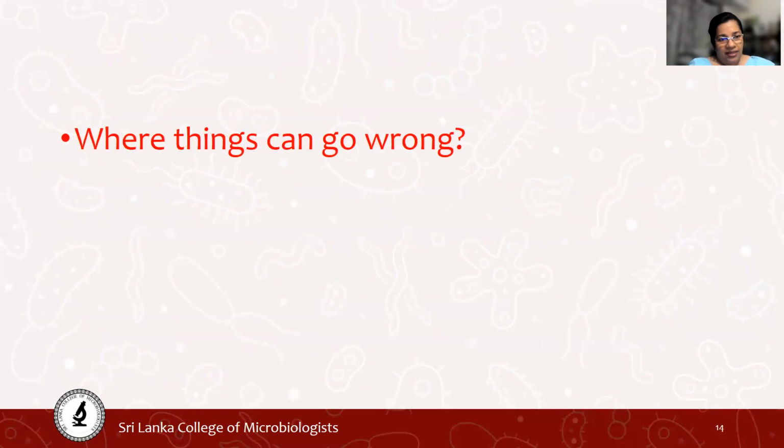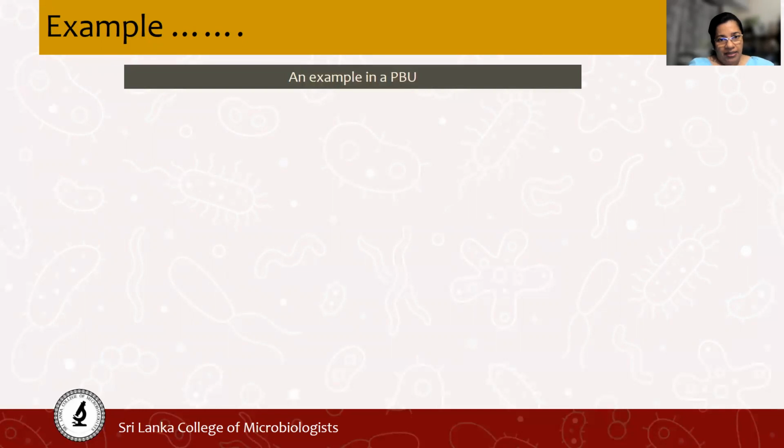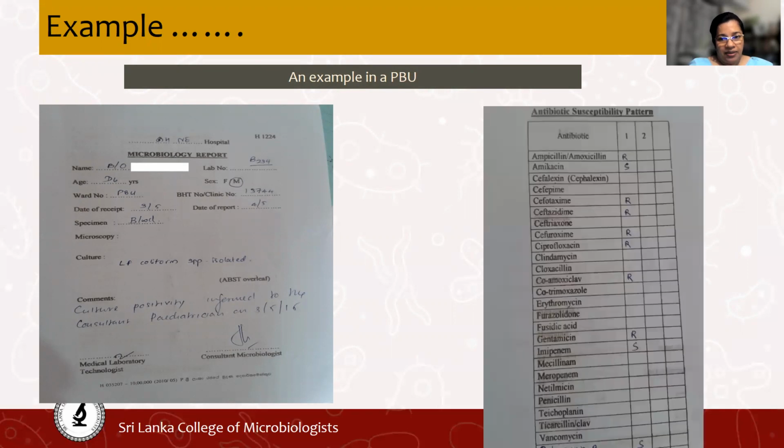So, telling everything where things can go wrong, this is an example. An example in a premature baby care unit. We had a blood culture, this is an old one actually, 2015. We had a coliform organism isolated from a blood culture of a baby on day 6. So it's not a big thing, but it was a very resistant one, as you can see. It was sensitive only to imipenem and amikacin.